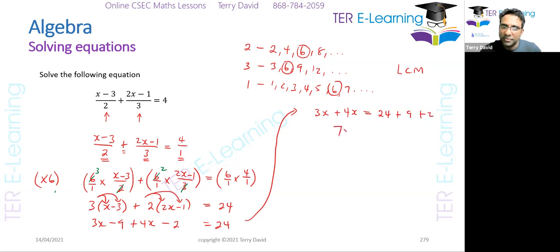And therefore, this is going to be 4 and 3, 7x. And then 24 plus 9 plus 2, that is going to give me 35, right? So you realize it's becoming easier and easier to solve. Therefore, x is going to be equal to 35 over 7, and therefore, x is equal to 5, right? So I've solved the equation here.